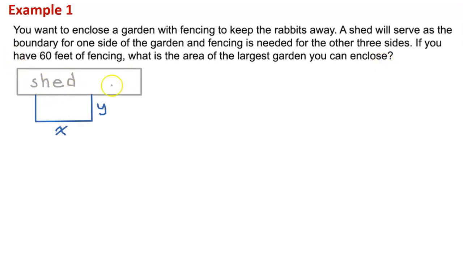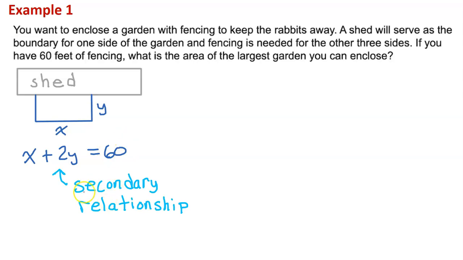So here's the shed, and here are the 3 sides of fencing with dimensions x and y. We are told that we have 60 feet of fencing to use, and I see that we have 2 y lengths and 1 x length. So that should give us a total of 60. In other words, x plus 2y should equal 60. This is the secondary relationship, which we will need later.